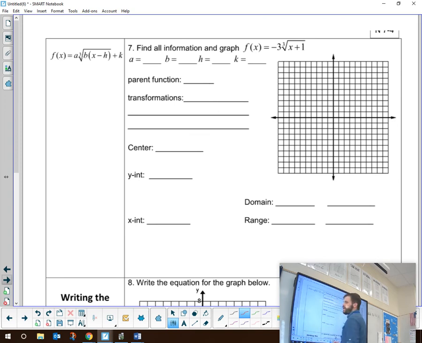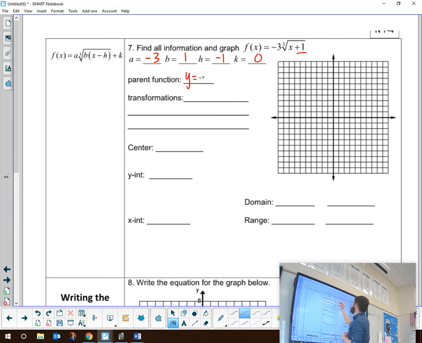Remember, if you get lost on some of the points, plug it into Desmos, plug it into your calculator, okay, and that'll help you out with it. All right, on this one, we have f of x equals negative 3 times the cube root of x plus 1. Now, in this problem, my a is negative 3. My b is still just 1. My h is negative 1, because remember it's the opposite, and my k is 0.